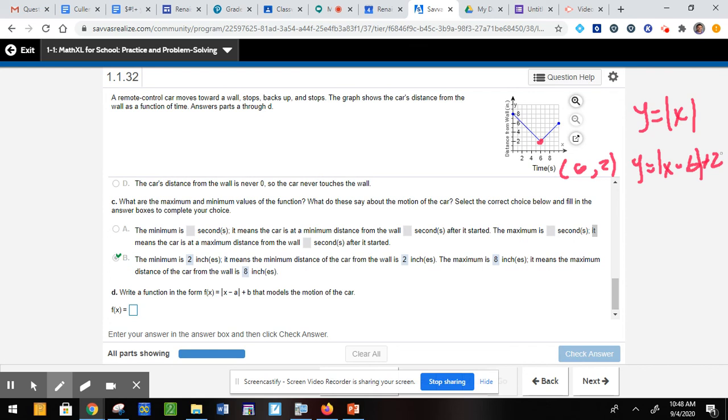Okay? And that's it. So it's really just a matter of how do I move the vertex, right? Moving it left or right is adding or subtracting something on the inside. Moving it up or down is adding or subtracting something on the outside. So the answer to this one is y equals absolute value of x minus 6 plus 2. So let's see how we type that in.